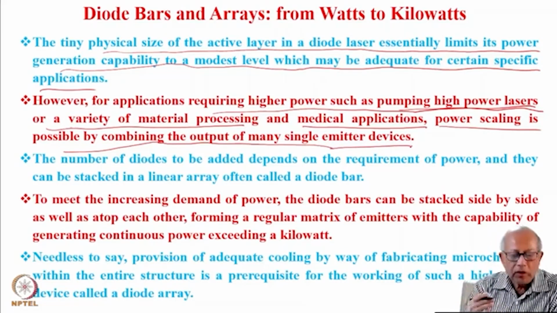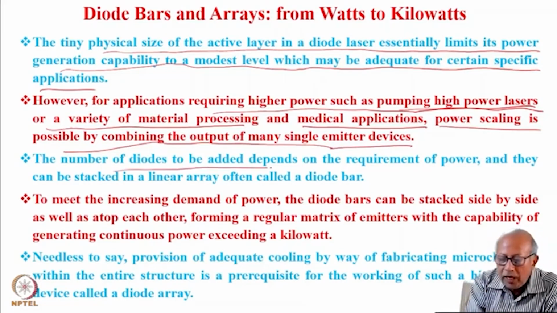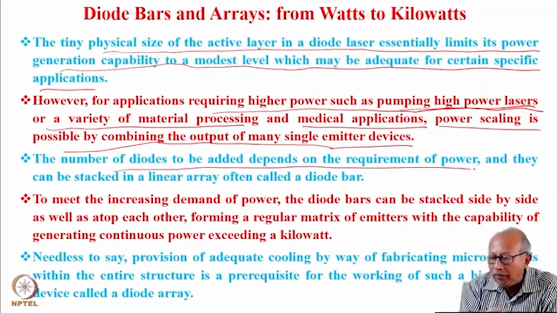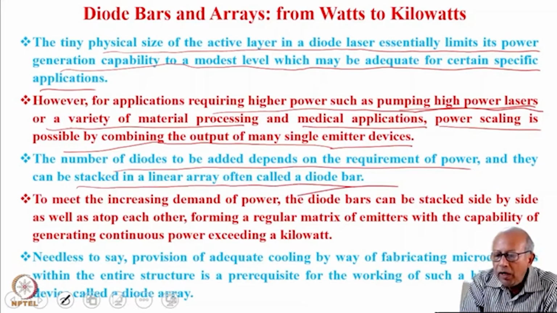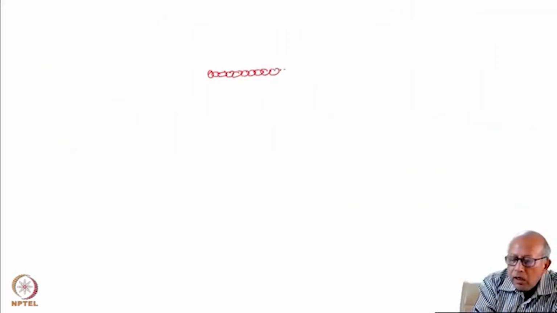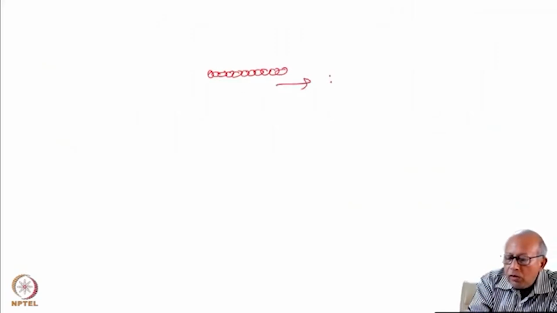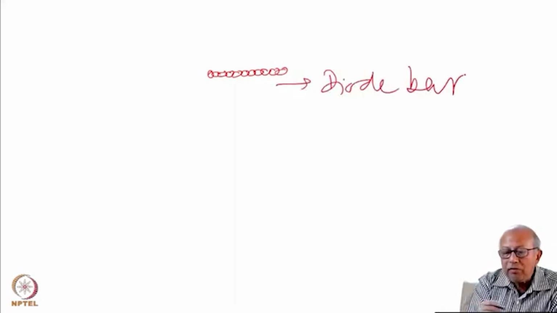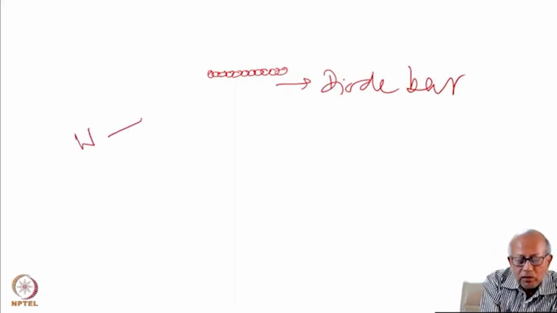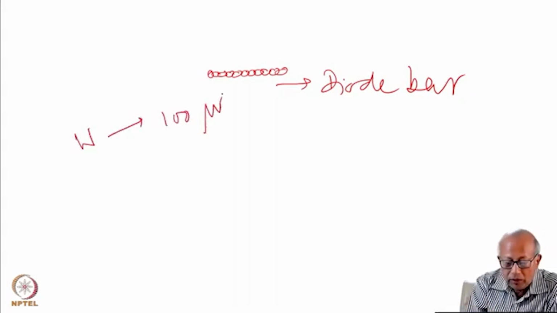Two ways they can be combined. The number of diodes to be added depends on the requirement of power, and they can be stacked in a linear array, often called a diode bar. That means you can actually combine many such emitters, which is called a diode bar, which can raise the power from watts to several hundred watts.